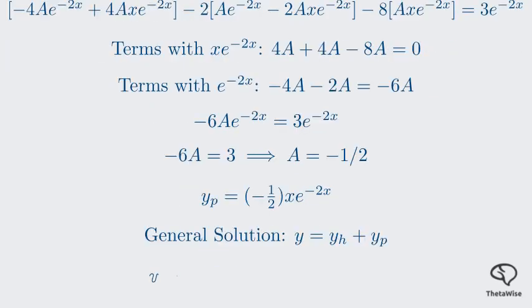Finally, we combine the homogeneous and particular solutions. The general solution is y equals c1e to the 4x plus c2e to the negative 2x minus 1/2 xe to the negative 2x.